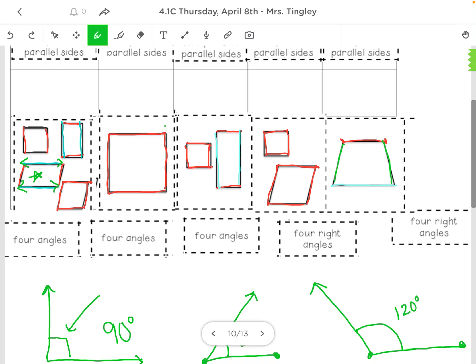So let's see if we can put squares in any of these shapes. Well, I know a square has 1, 2, 3, 4 right angles. I can label the other squares I see. A rectangle also has 4 right angles. They are squared in the corner. There's another square. Oh, and I see another square right here. And another rectangle.